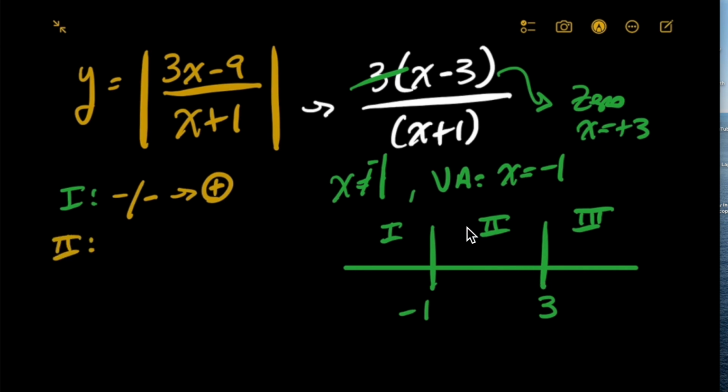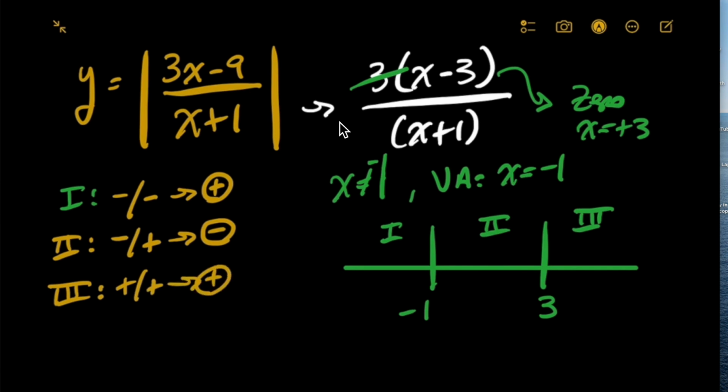In zone 2, we're going to use 0. When we use 0, we put our thumb, or in this case a cursor, over the x. We're going to get -3 over +1. Again, the value is not important. We're just concerned about the sign. Since there's an odd number of negative signs, namely only one negative, the entire fraction becomes negative. And in zone 3, we're going to use 5. If you plug in 5, that's going to be positive, and that's going to be positive. So our function's going to be positive. So we're going to have positive, negative, positive.